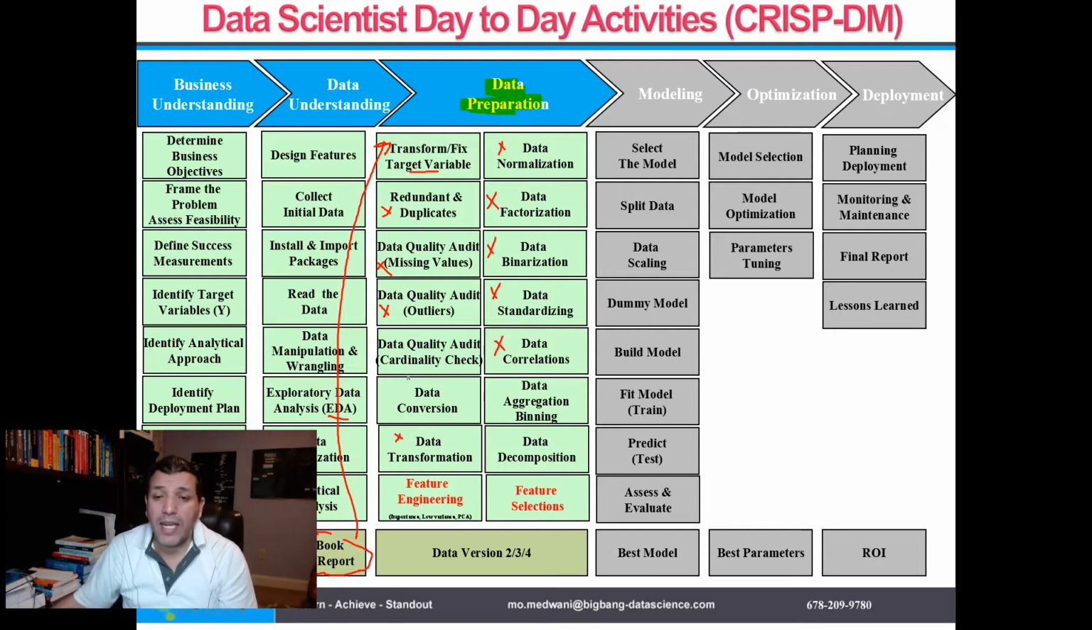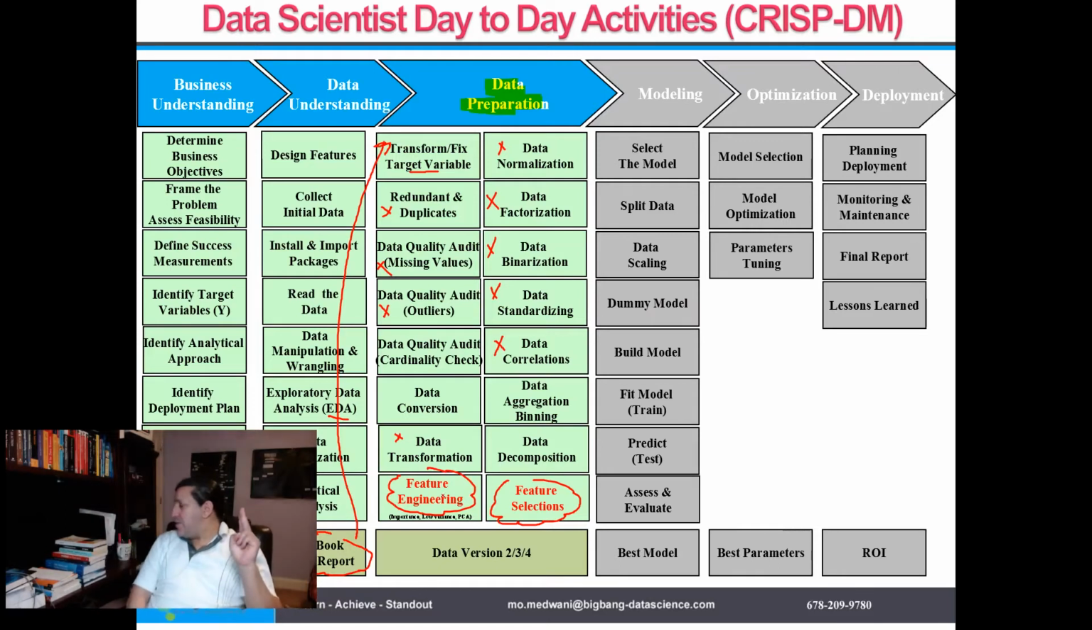And in data preparation, the most important part of it is the moment you start engineering some features and selecting some features. That is very important. That's why I listed them in red, because they are important. For that, I recommend 3 books.